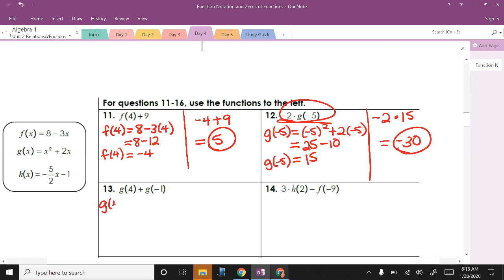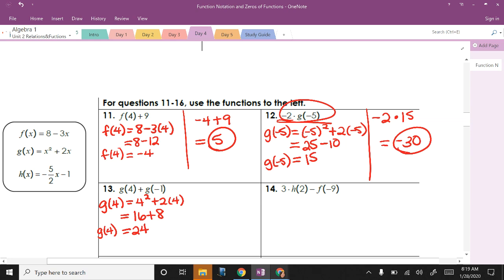g of 4. So that's going to be 4 squared plus 2 times 4, right? Put 4 in for all my x's. So what's 4 squared? 16. What is 2 times 4? 8. And what's 16 plus 8? 24. So g of 4 is 24.